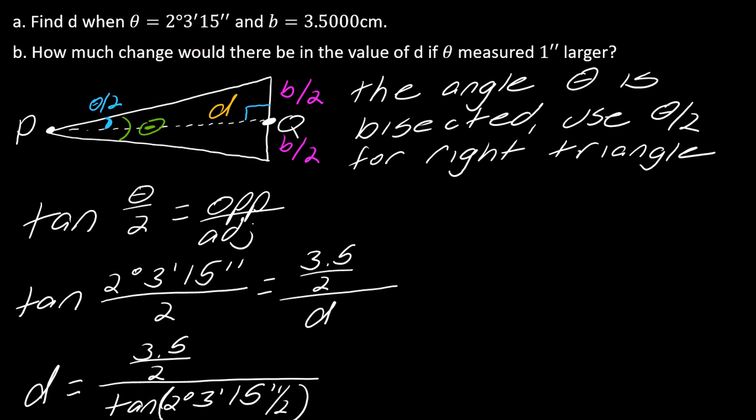When I do that, I get 97.613. Notice that we've got 5 significant digits here, which is how many I have in the given values. Okay, so that was the first part.